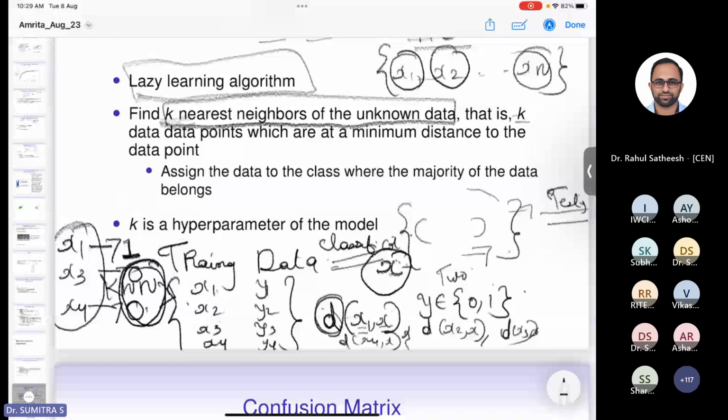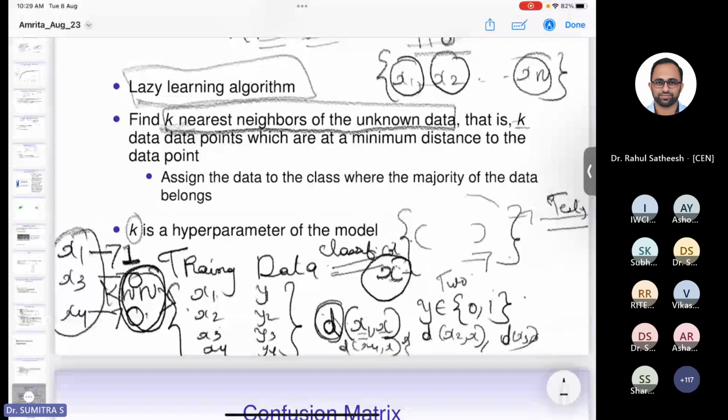Hyperparameter means those parameters which we have to set before starting the algorithm. There are two types of parameters: one is the hyperparameter and the other is the parameter. Parameter means those values which the algorithm will find for us, and hyperparameters means we have to set the values for running the algorithm. Before starting the algorithm, we have to set the values.